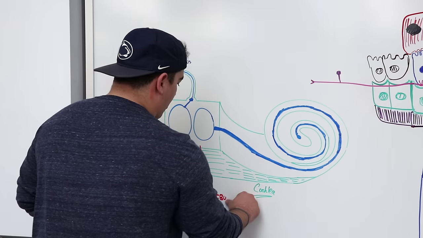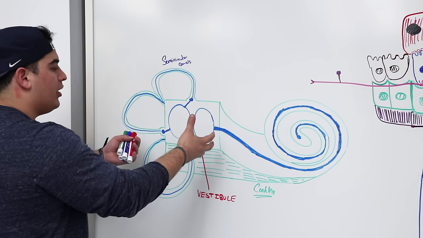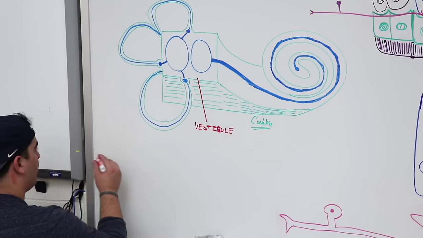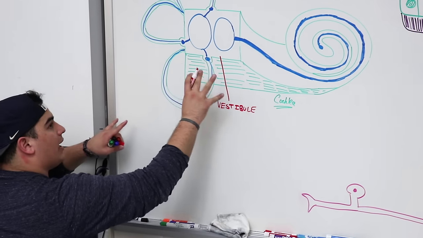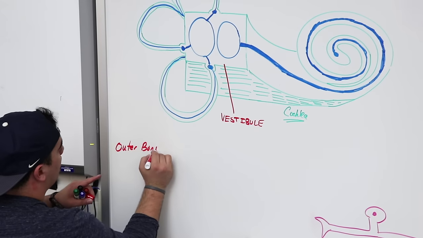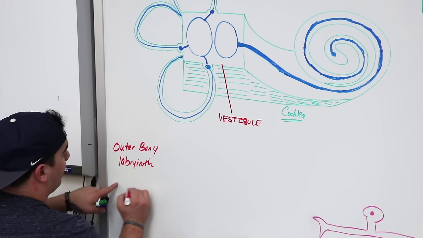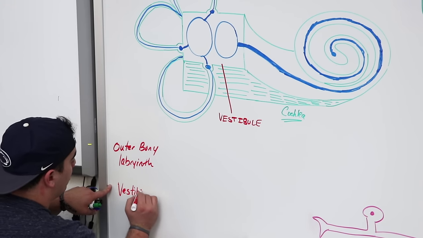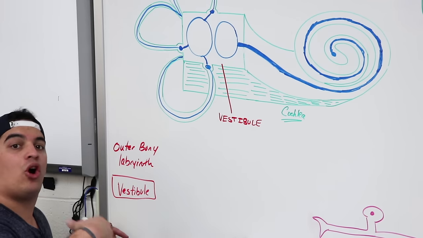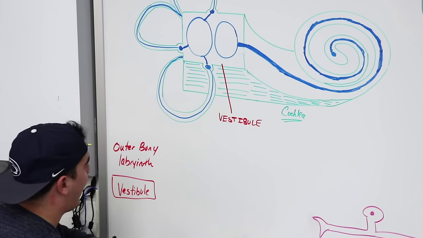Oh, we're missing an L. Vestibule. The vestibule is the outer bony part. What do I mean by that? I want us to get a good concept here, because this is really important. When we're talking about the vestibule, you have the outer bony labyrinth. This part is the vestibule. It is composed of a specific type of lymph, called perilymph. Perilymph is rich in sodium, low in potassium.